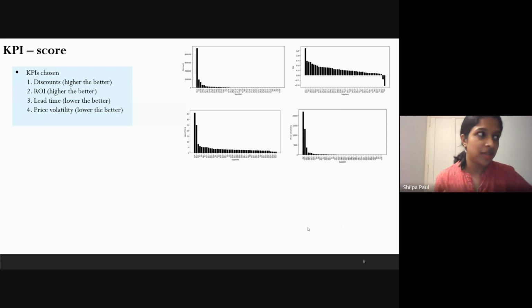As I said before, the data was available from these 4 bills, so not a lot of indicators could be defined. For more credible and balanced data, yes, a lot more indicators would have been developed. With the available data, 4 indicators were chosen: discounts, return on investment, lead time, and price volatility. Price volatility is measured as the standard deviation of the price in the time period, that is 12 months. For lead time and price volatility, the lower the better, but for discounts and ROI, we want them to be high.